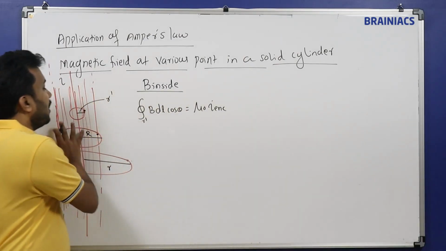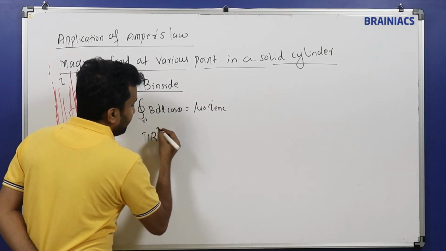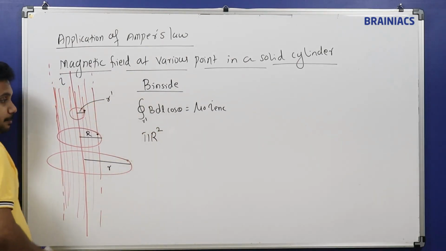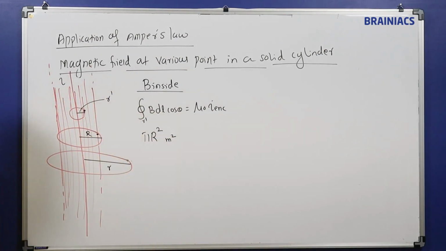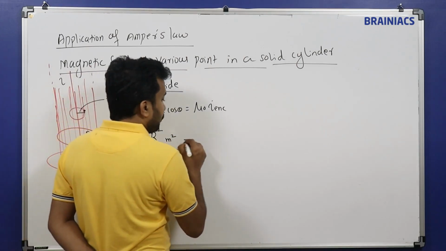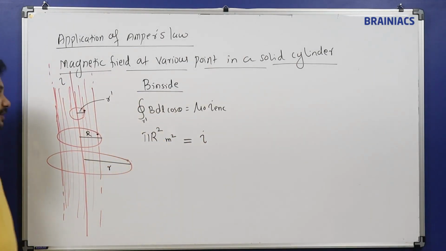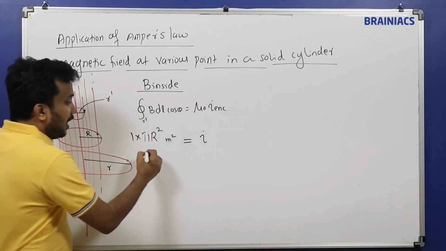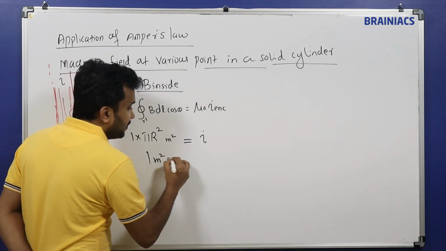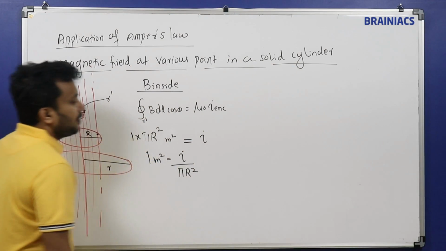For example, what is the total surface area of the cylinder's cross-section? Pi r square, in meter square. So pi r square meter square of area has how much current? I amount of current. So 1 meter square will have how much current? I divided by pi r square amount of current will be there.